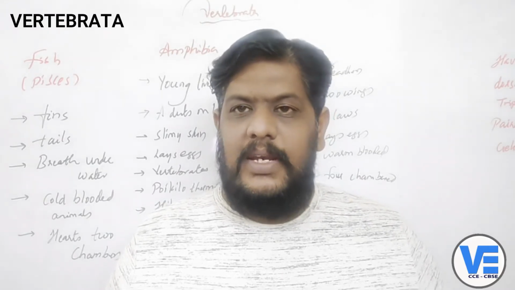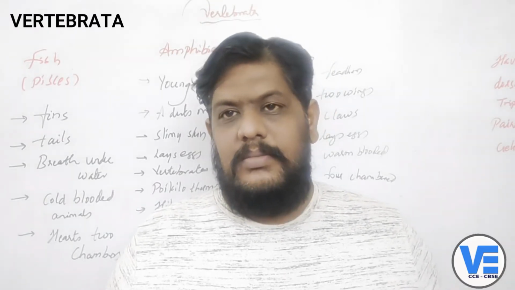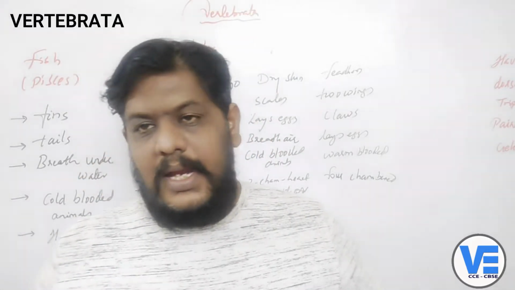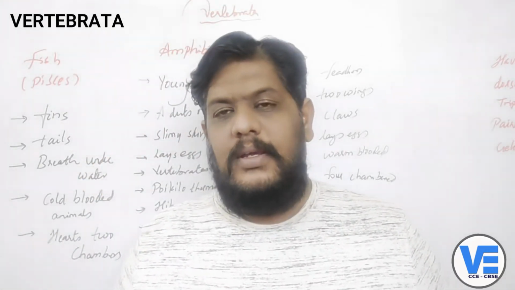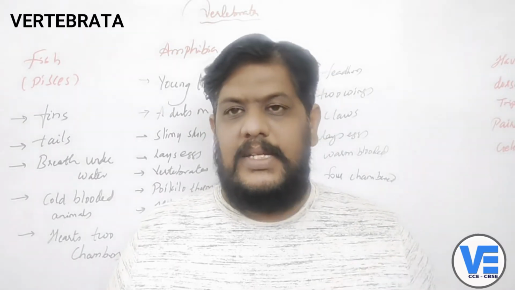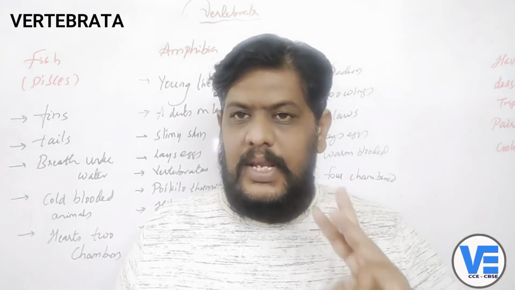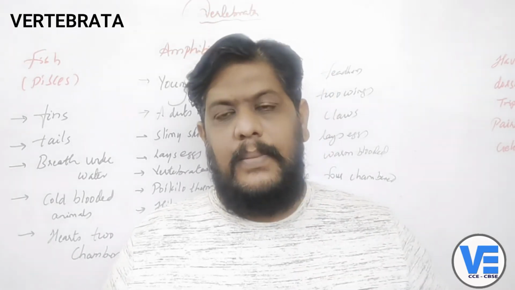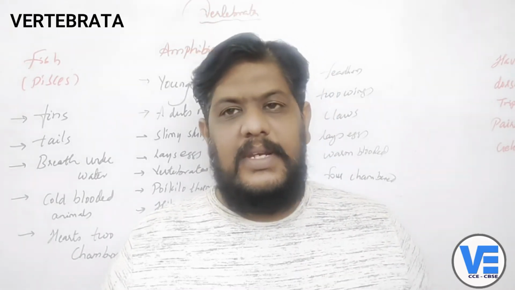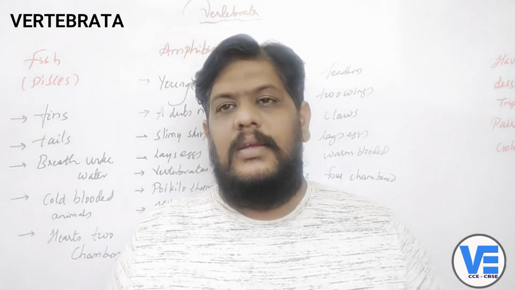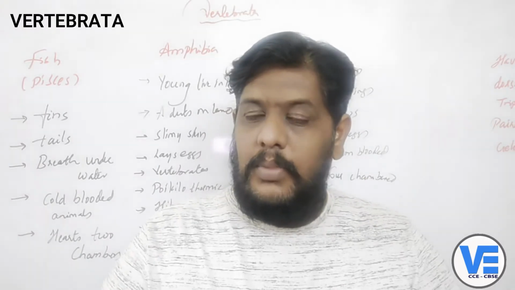So the first one is the Urochordata, and the second one is the Cephalochordata, and the third one is the Vertebrata. Okay, so it is divided into how many subphylums? Three subphylums. First one is the Urochordata, second one is Cephalochordata, and third one is the Vertebrata. So we are going to learn about the Vertebrata.